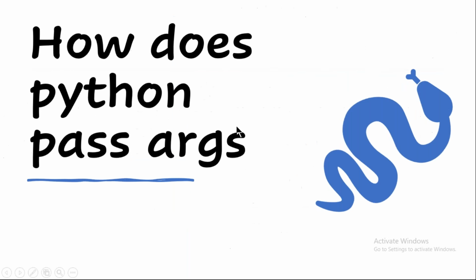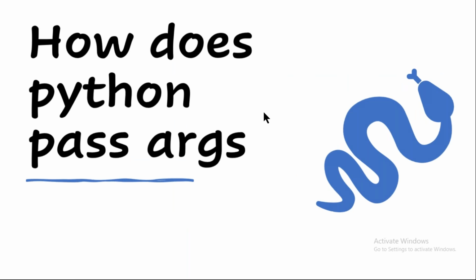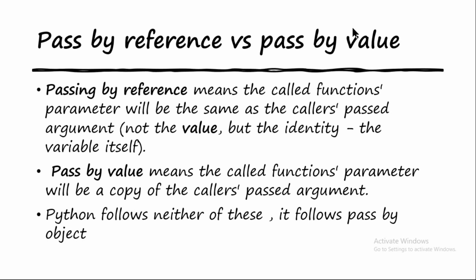Let's go to next. So how does Python pass an argument? Normally in any type of programming language, there are two types of passing. First type is pass by reference, and second type is pass by value. So what is pass by reference? It means that the called function's parameter will be the same as the caller's passed argument, and it doesn't mean the value inside it. It's saying the identity of it. And I'll show you this right now.